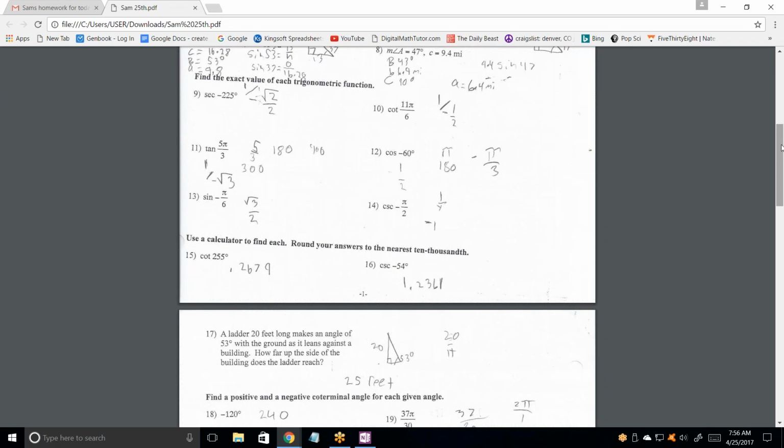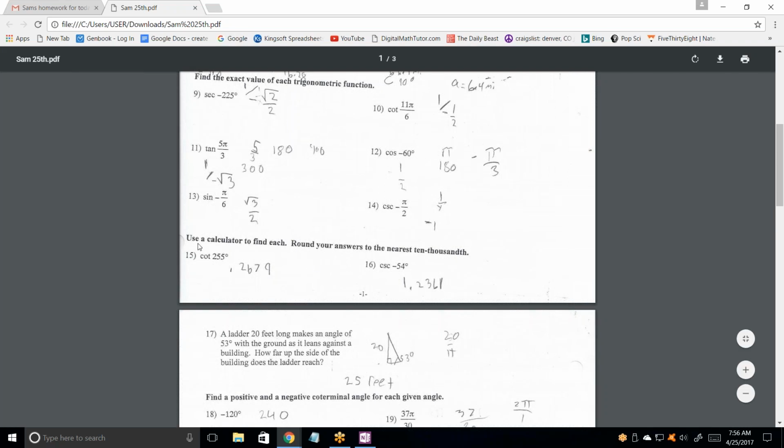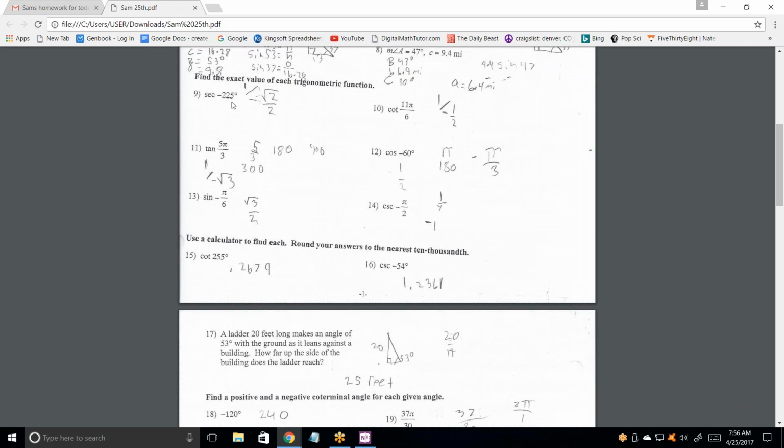I know how to do them by hand, and I think the intent, because notice what the instructions are in the next section: use a calculator to find these. That's because they're odd angles. 255 is not one of your common angles, nor is minus 54. But these are all your common angles. The way you're supposed to do these is to figure out the reference angle and know all of your first quadrant trig functions.